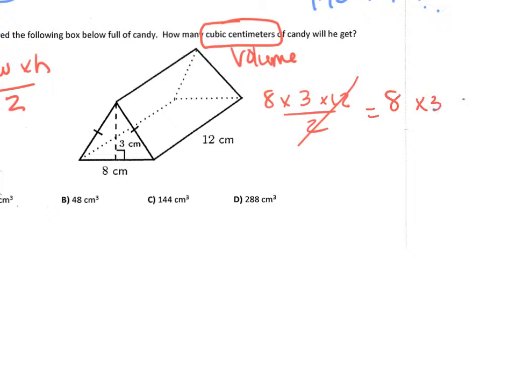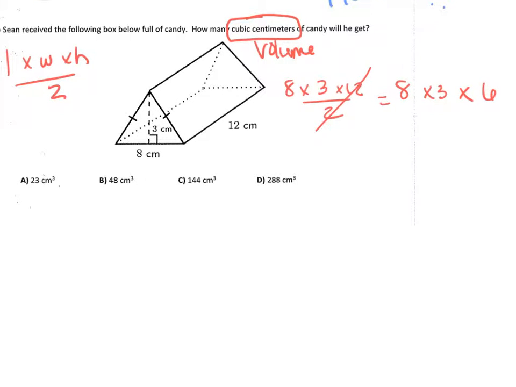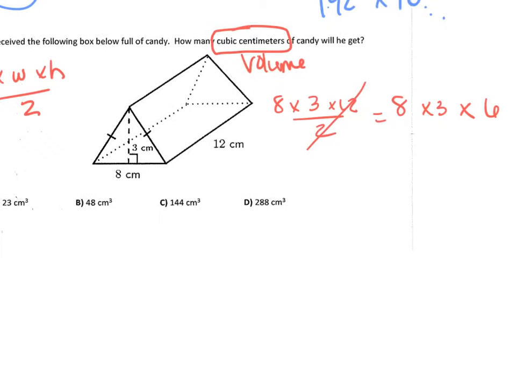8 times 3 times 12 divided by 2. If you can see one of your top numbers can be divided by that bottom number, you can do it first to make your number smaller. But you can only divide one time. You can't say, oh, divide by 2, oh, divide by 2, because you're dividing one time. You can only divide one time.